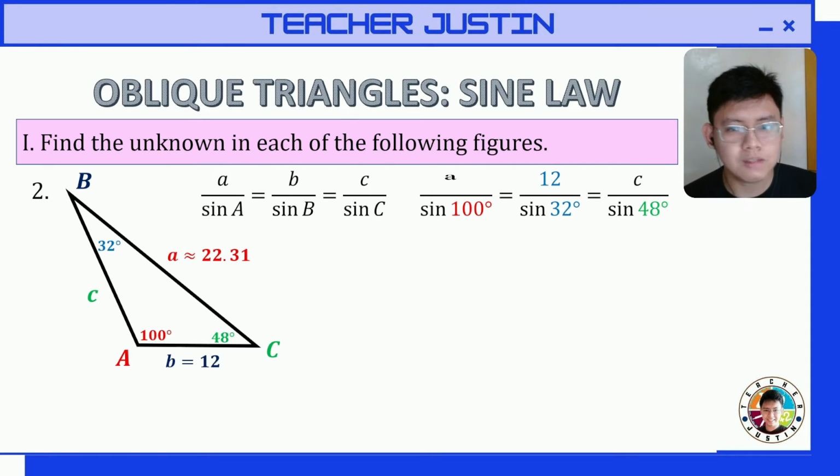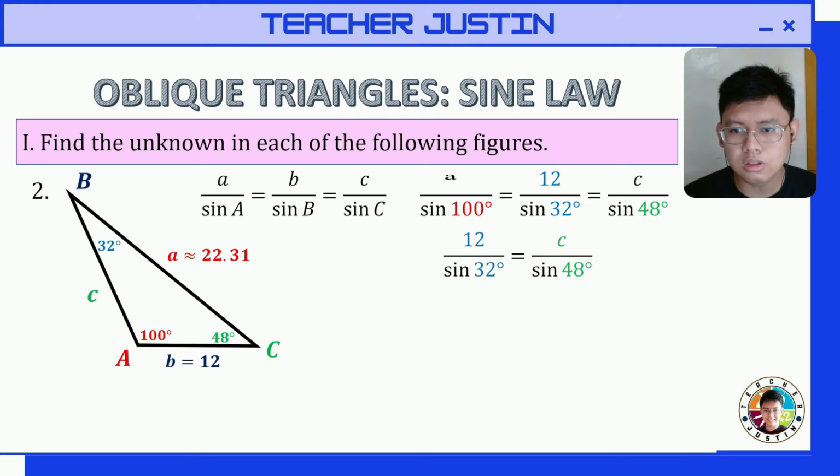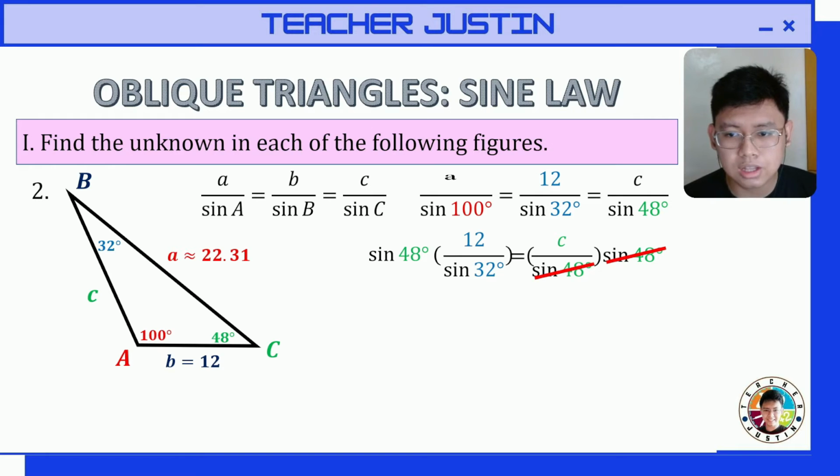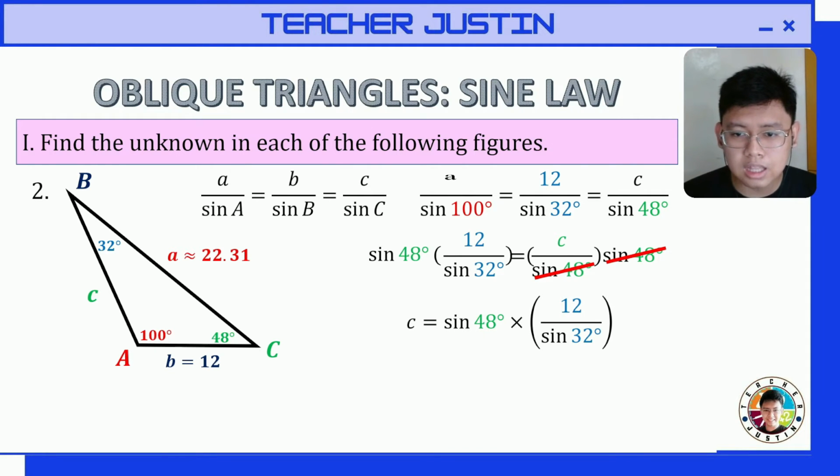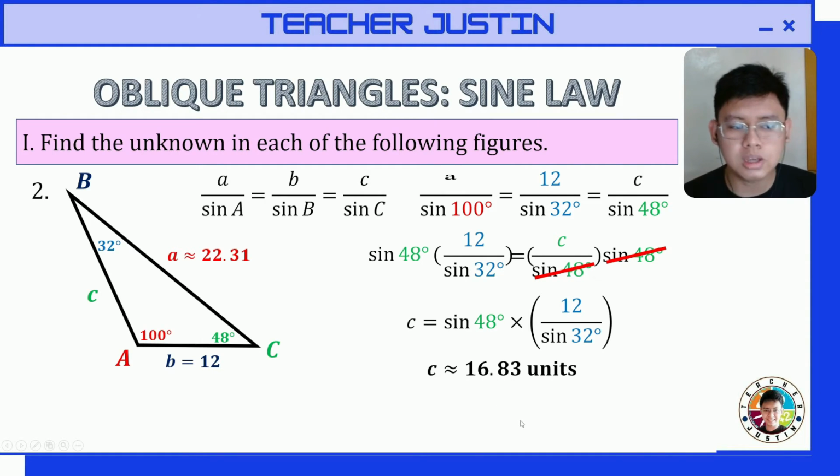Kunin ulit natin yung complete fraction natin at 12 over sine 32 degrees. Equate natin siya kay C over sine 48 degrees. Now, let's solve for the value of C by multiplying both sides by sine 48 degrees. So, cancel natin yung denominator. Ma-isolate si C. And it will be equal to sine 48 degrees times 12 over sine 32 degrees. Gamit ulit tayo ng scientific calculator natin, giving us the approximate value of C, which is 16.83 units. And that's it! Ta-da!